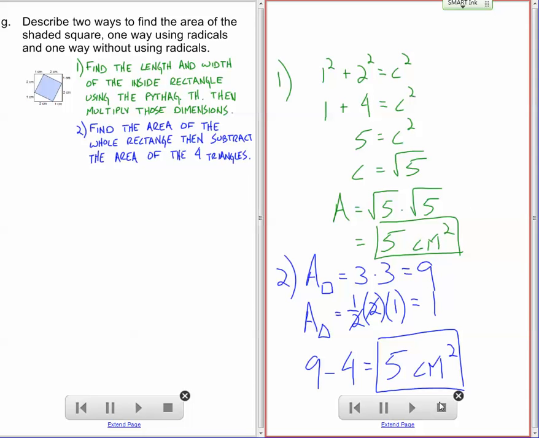So one uses radicals, one does not. Which one's easier? I don't know. Neither one of them's that bad. Just depends on which way you want to go about it. Or maybe how much information you're given.